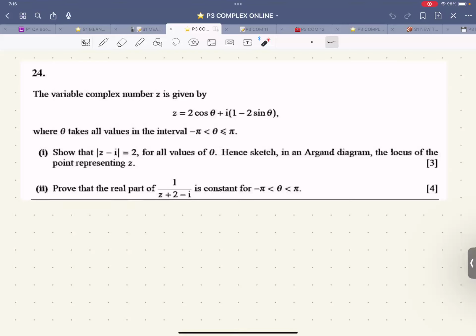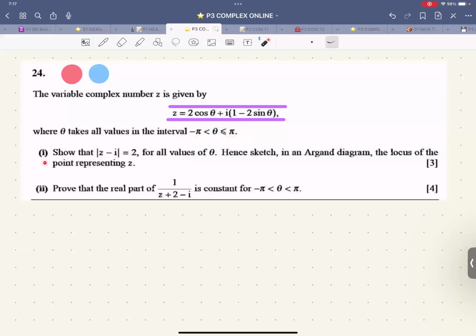Let me read it. Now, this is a combination of algebra and trigonometry. It's more of algebra. So now the question says the variable complex number, and let me underline it, the variable complex number z is given by such and such. We solved a similar question in class, I think a day before. Z is in terms of theta. There is a cos over here. There is a sine over here. Where theta takes all the values in this particular interval.